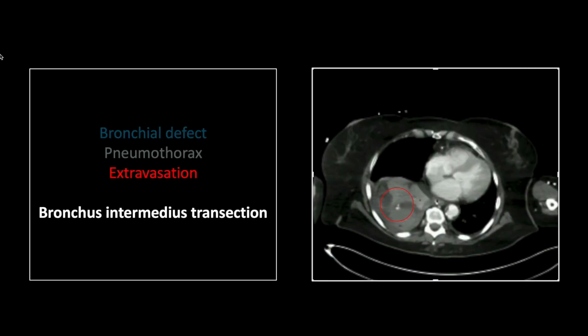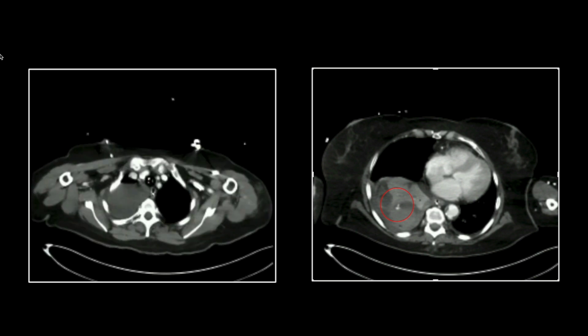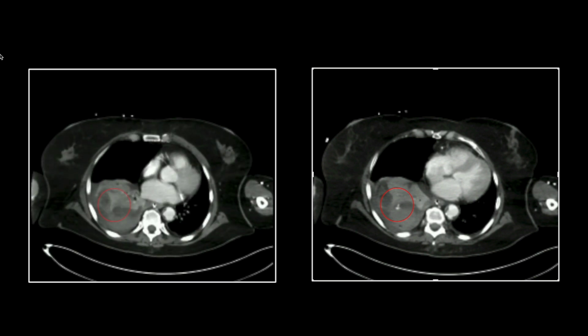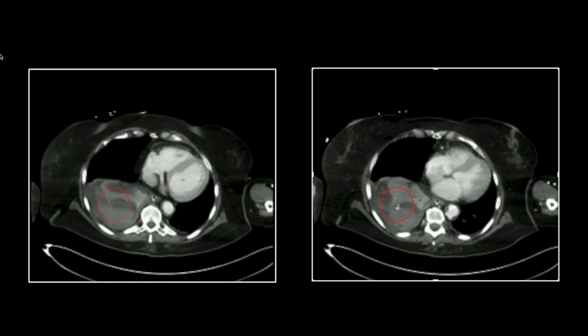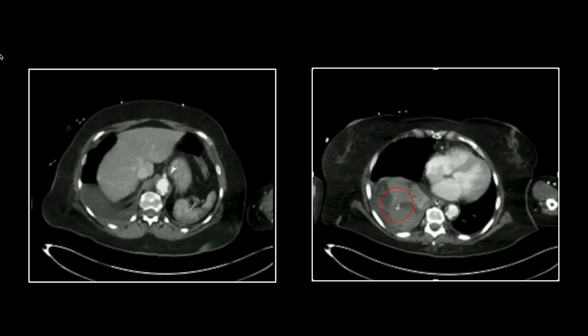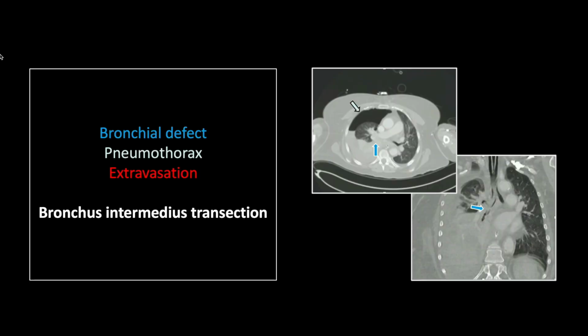This case was so traumatic, there was actually an associated small focus of extravasation related to pulmonary vessel injury. That's an important finding to note, especially in the presence of all these other distractors. So again, that is a bronchus intermedius transection related to endotracheal intubation.